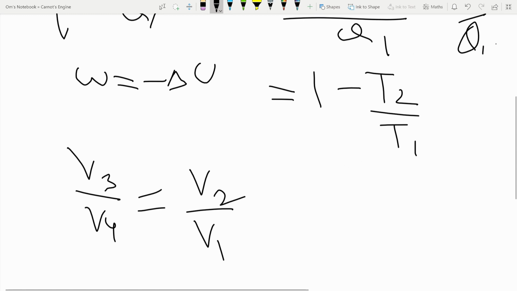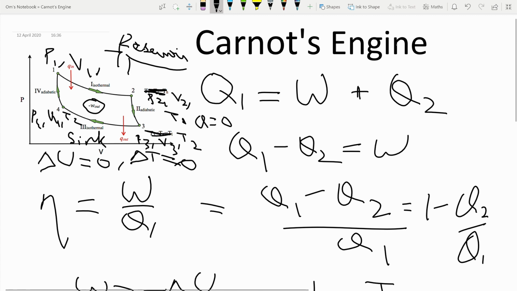So let's begin. Something that I forgot to mention just before we dive into the maths: all these processes 1 to 2, 2 to 3, 3 to 4 and 4 to 1, these are all idealized processes. That is, they are not actually possible in real life. So what you can only do in real life are approximations of this.